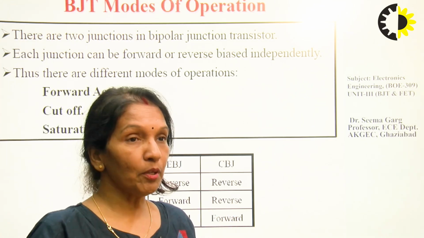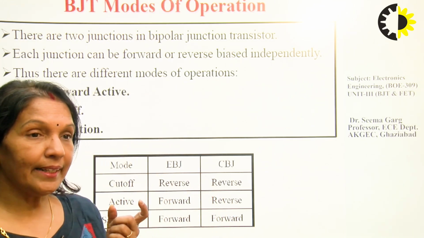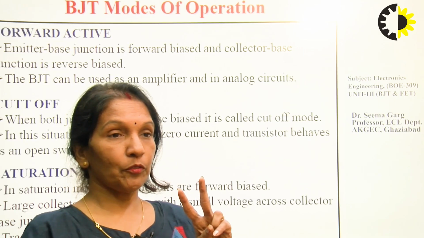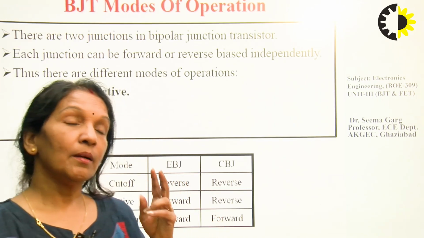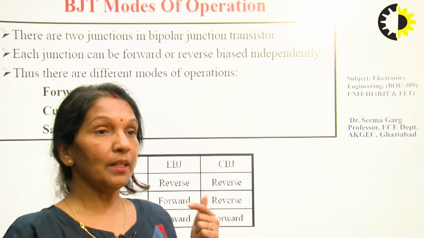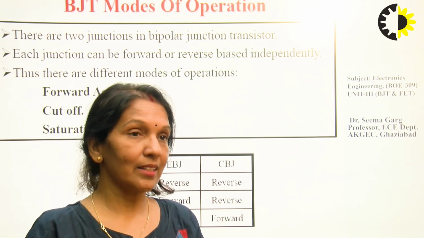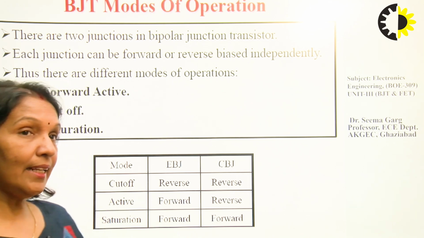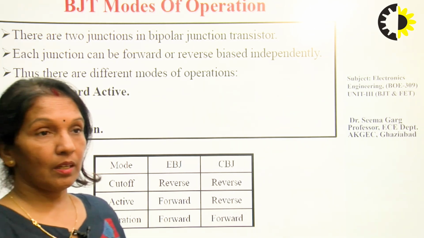It is a bipolar device because the current conduction takes place by two types of charge carriers, that is, the majority charge carrier as well as the minority charge carrier, that we'll understand in the next few slides, what exactly we mean by that.